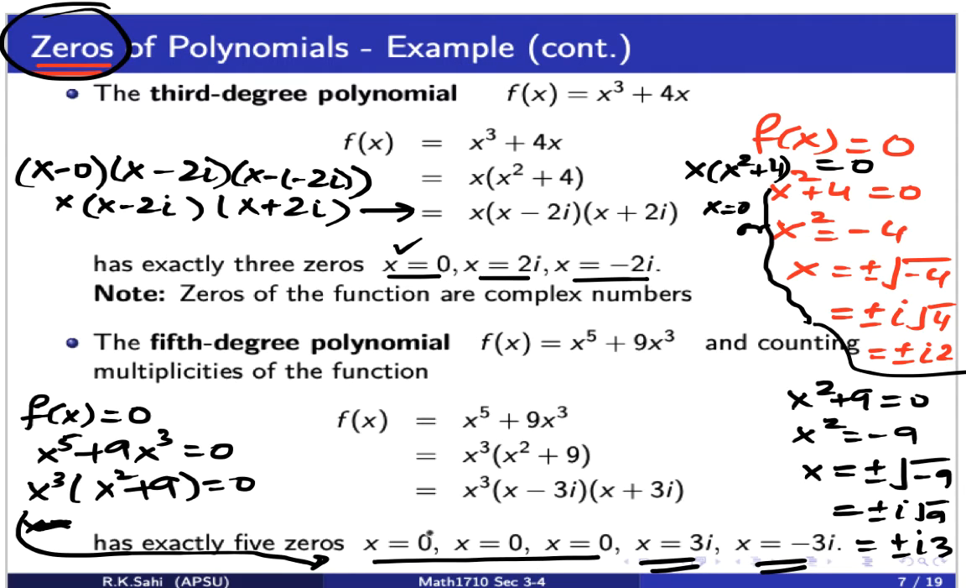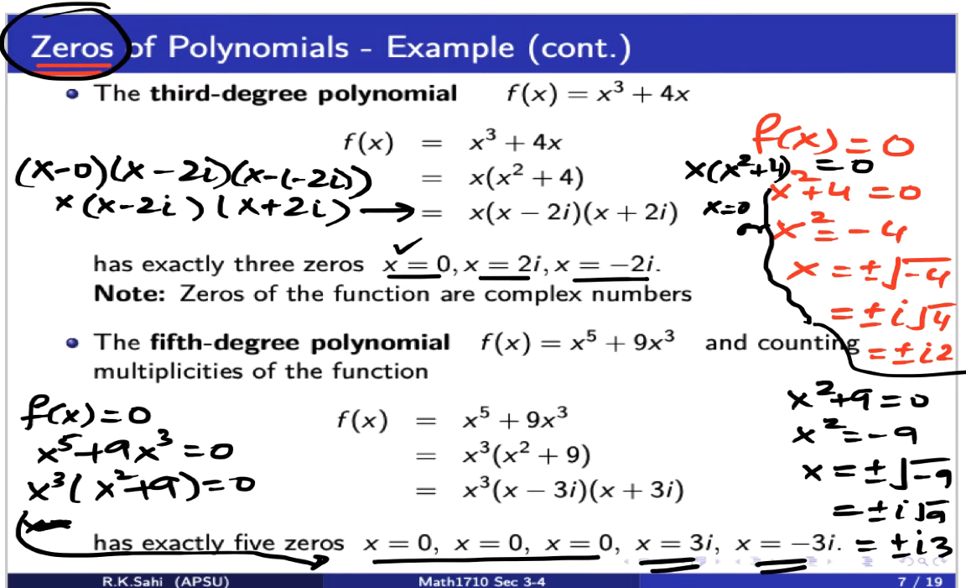Now, convention is we do not say x equals 0, 0, 0 three times. We simply say x equals 0 with multiplicity 3. Now when we want to write it down, this x cubed remains the same. For x squared plus 9, follow the same procedure as I did in the previous one. So I would write this as x minus 0, x minus 0, x minus 0.